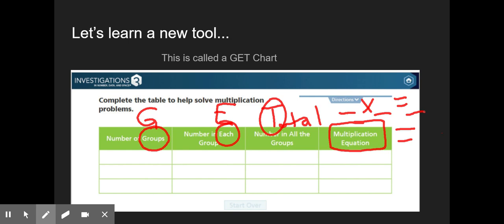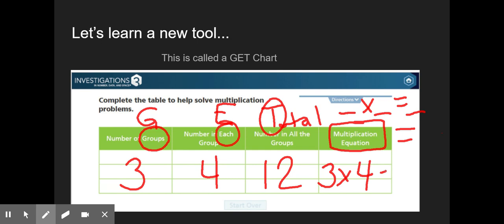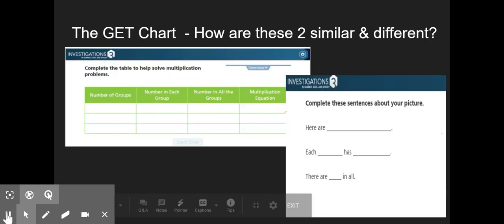So let's see if we can think about the cars that we just were talking about. We would say that there were 3 cars. That's the number of groups we had. The number of wheels in each car was 4. So we're going to put that in that column, the E column. And the number in all of the groups was 12. We had 12 wheels total. So we would write a multiplication equation for this that says 3 times 4 equals 12. 12 total wheels. This is how the get chart works.